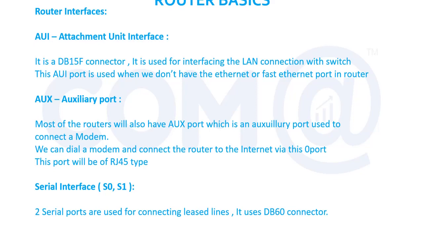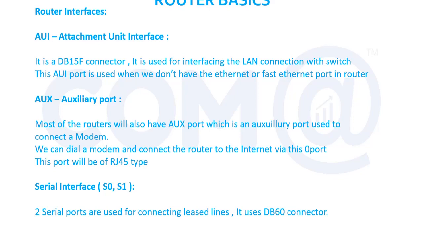Then the auxiliary port, or aux port for short, is for connecting a modem. So you have an ISDN modem or ISDN connection. Nowadays we are not referring to ISDN because we are getting more bandwidth via our network, and as well as we maintain the DR and BCP properly, so we don't have any dependency on the ISDN connection. So normally you cannot see these kinds of ports available in the router also. So the auxiliary port is used for connecting a modem.